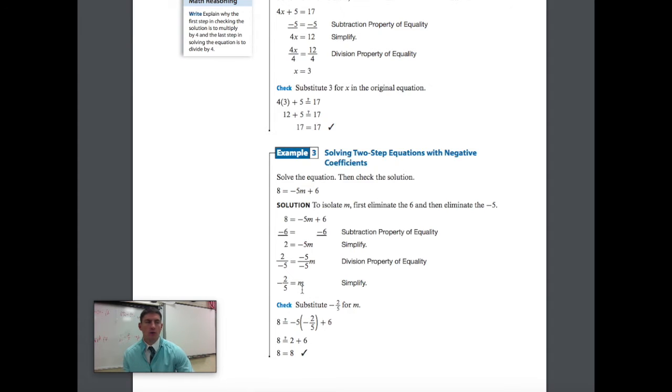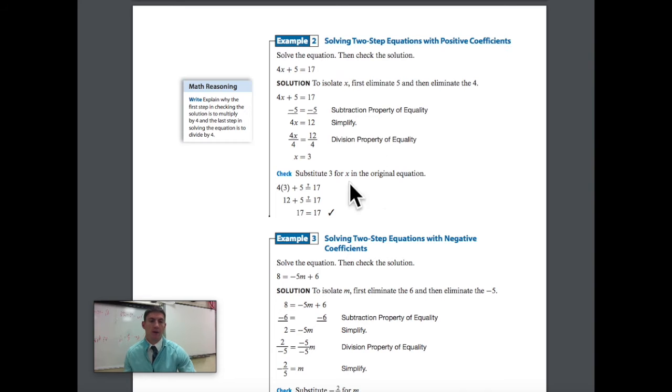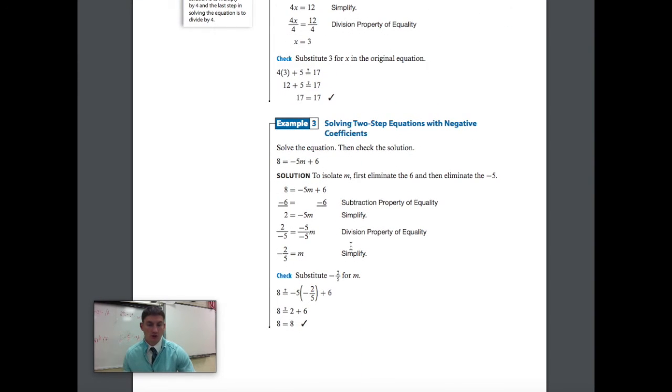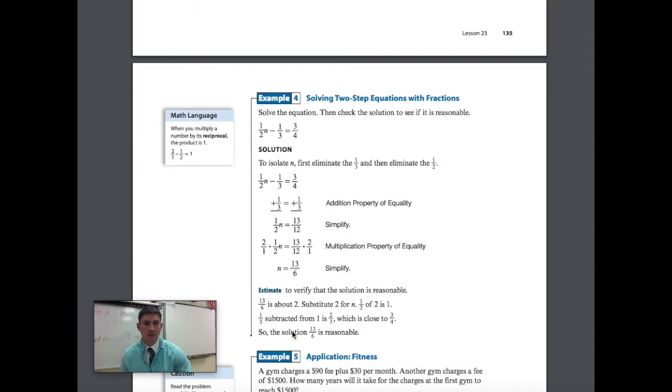Now when you're dividing or multiplying by negatives, you're going to keep that negative value with the actual number itself. So here it said negative 5 times m. You divided by negative 5 because there was a negative 5 that was being multiplied in the first place. So with positive values, you're going to multiply and divide by positive values. With negative values, you're going to multiply and divide by negative values in that second step of the two-step equation. If you plug that negative 2/5 back in, multiply by 5, add 6, you actually get it to check out to be the correct answer of 8 equals 8.